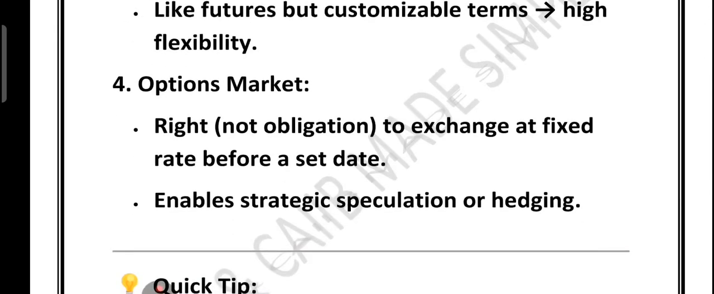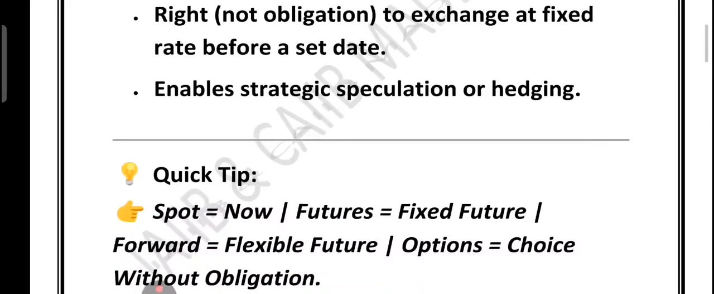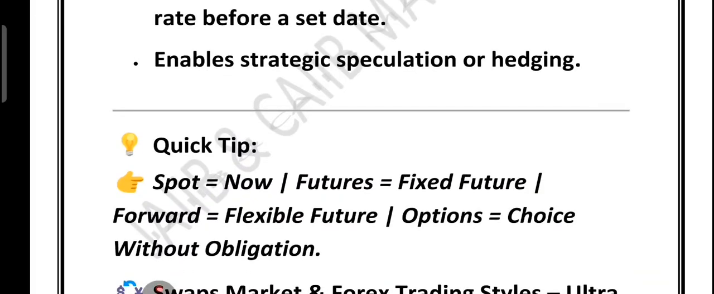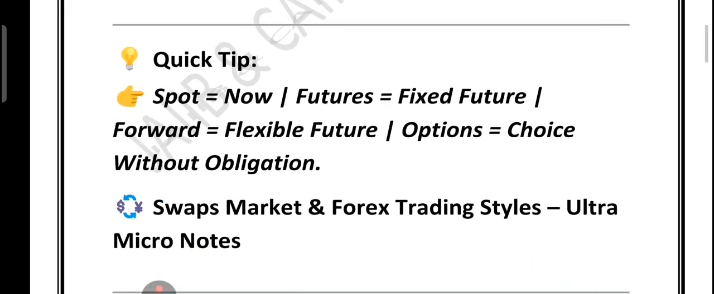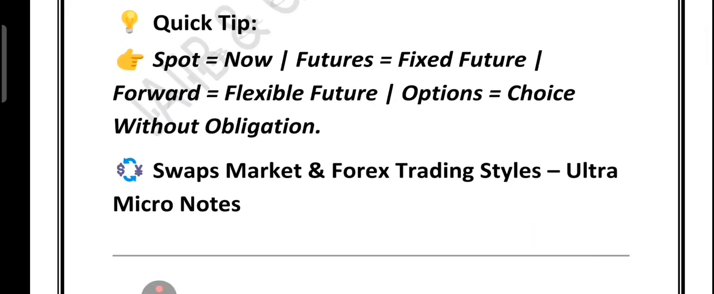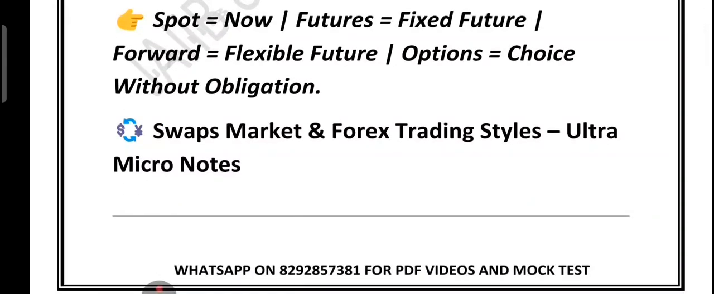Fourth, we have the option market. Whenever you see the word option, please remember this is a right, not an obligation, to exchange at a fixed rate before a set date. It enables strategic speculation or hedging. So just remember these keywords. Spot means now, future means fixed future, forward means flexible future, option means choice without obligation. You have a right, but there is no obligation.